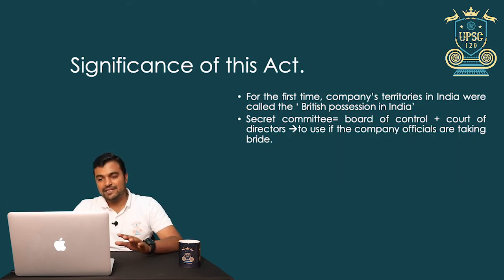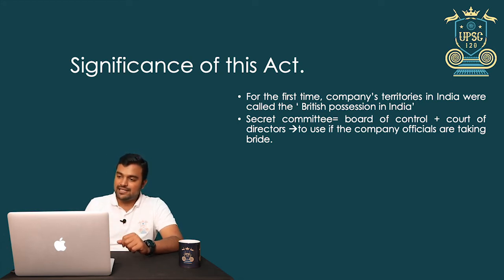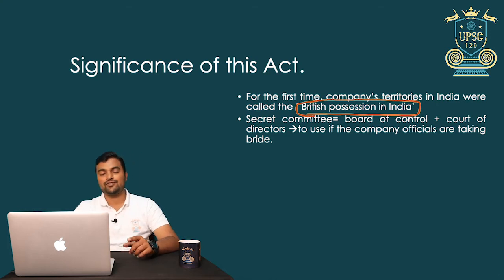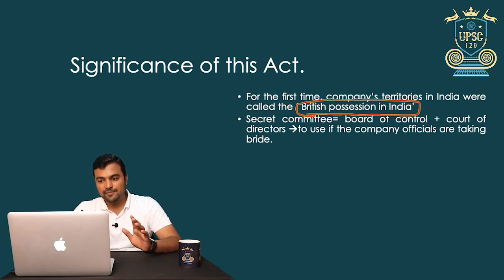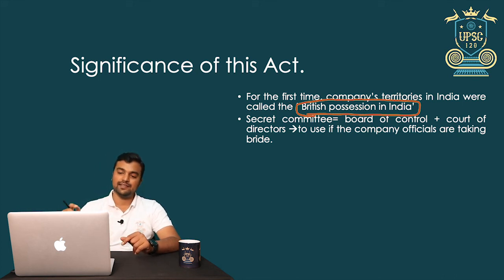What is the significance of Pitt's India Act? For the first time, the company's territories in India were called the British possessions in India. However, we shall recall one thing: for the first time the company's affairs were brought directly under the control of British Parliament through the Regulating Act of 1773. However, it is after Pitt's India Act of 1784 that the possessions of the company in India were called British possessions in India.